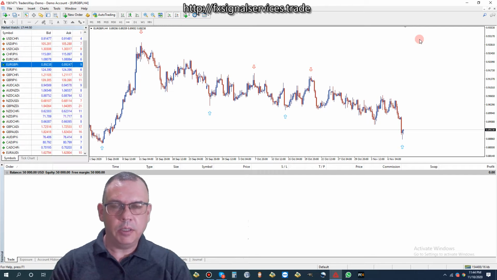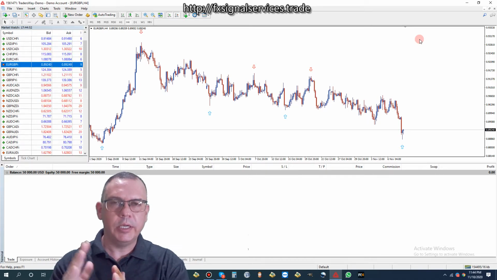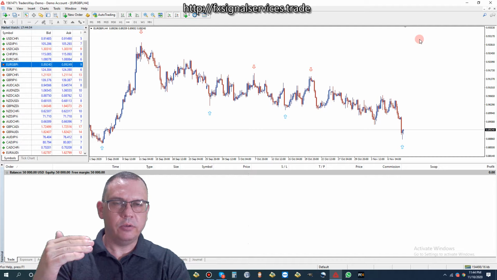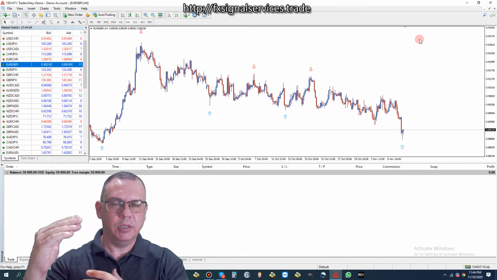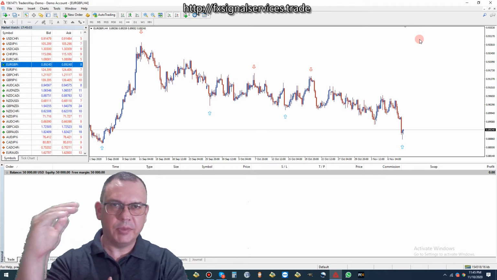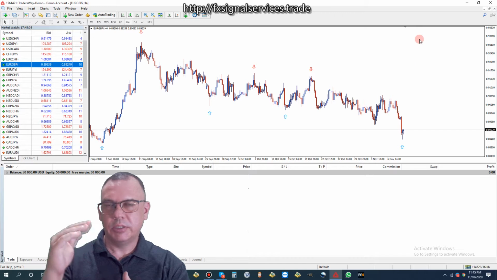So what we do here is, if we have a signal to buy or sell or whatever, we're going to start with the opposite signal, the last opposite signal, okay? And we're going to draw the Fibonacci from that point down to the current signal, okay?